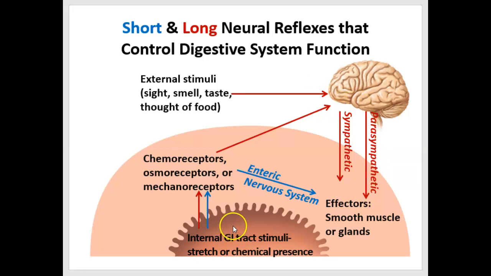Now the presence of certain materials in the lumen, or stretch, or the lack of stretch in the case of hunger pangs, will also be sent to higher brain centers that can affect output. But often this short reflex will be quicker. Well, it is quicker.